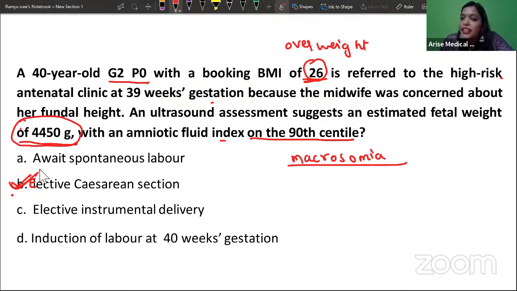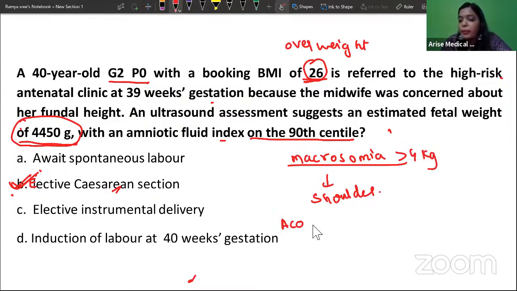Elective cesarean section can be conducted after 39 weeks. Okay. And why macrosomia holds risk for shoulder dystocia? In India, macrosomia is more than 4 kgs. According to ACOG, Americans are a little better built than us. For Americans, macrosomia is more than 4.5 kgs.